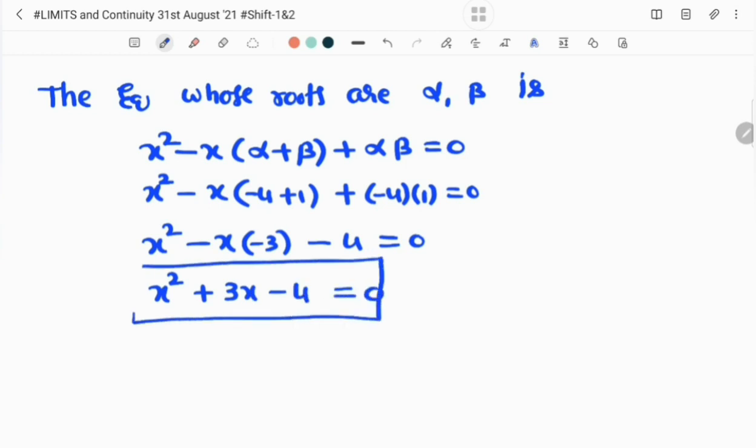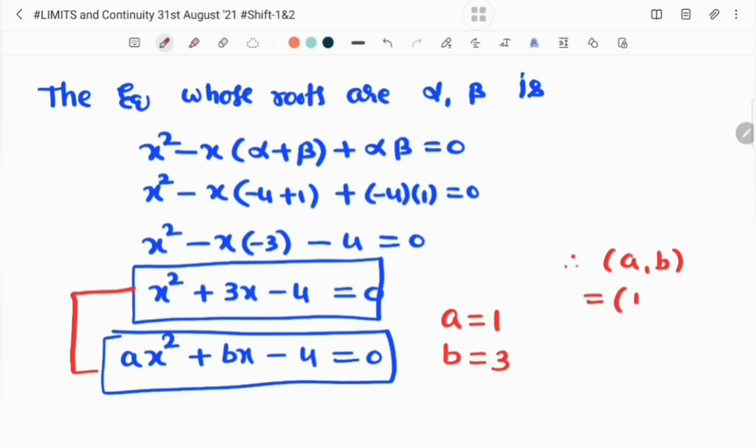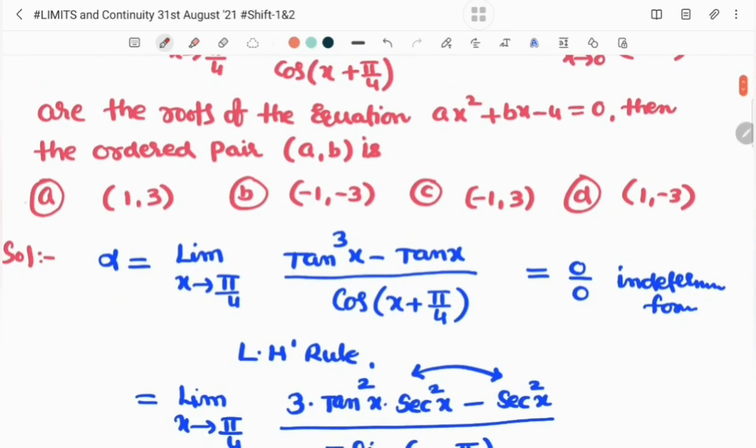So x square plus 3x minus 4 is equal to 0. This equation you have to compare with ax square plus bx minus 4 equal to 0. By comparing these two equations, a is equal to 1, the x square coefficient, and the x coefficient b is equal to 3. Therefore, the ordered pair a comma b is equal to 1 comma 3. So which is there in the options? The first option is the right option. We will move to the next question.